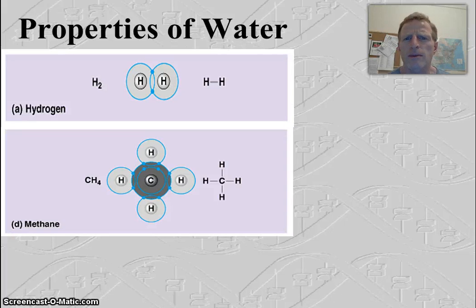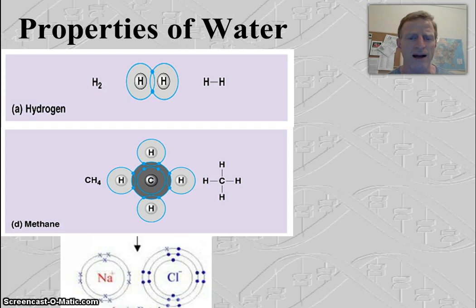In this video, we're going to talk about the properties of water. So just to review from the last video, remember hydrogen, methane, and water are covalently bonded, so they share electrons evenly, as opposed to an ionic bond, something like sodium and chloride, where you have oppositely charged ions that stick together due to opposite charges.